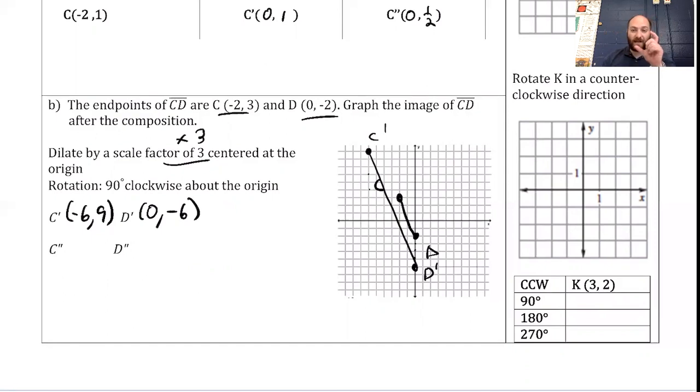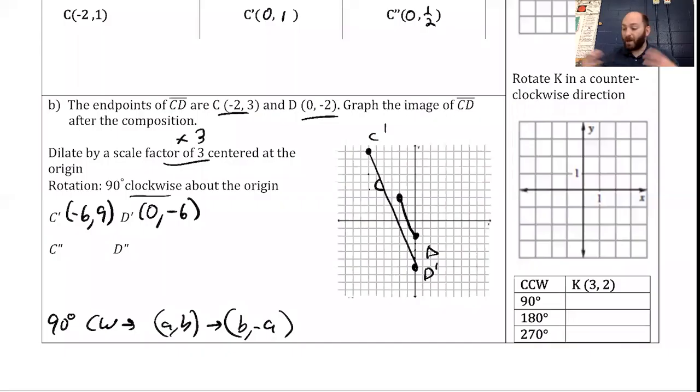So I just took that line segment and blew it up by a factor of 3. Rotate 90 degrees clockwise about the origin. All right, so if I want to do a 90-degree clockwise rotation, I'm going to go ahead and find my reference for how to do my clockwise rotations here. Okay, so let me just pause that real quick so I can find that. Okay, I had to look it up real quick.